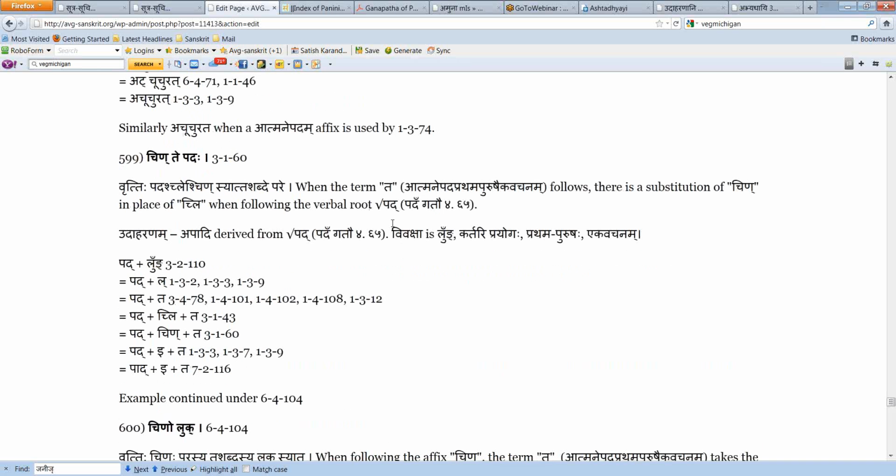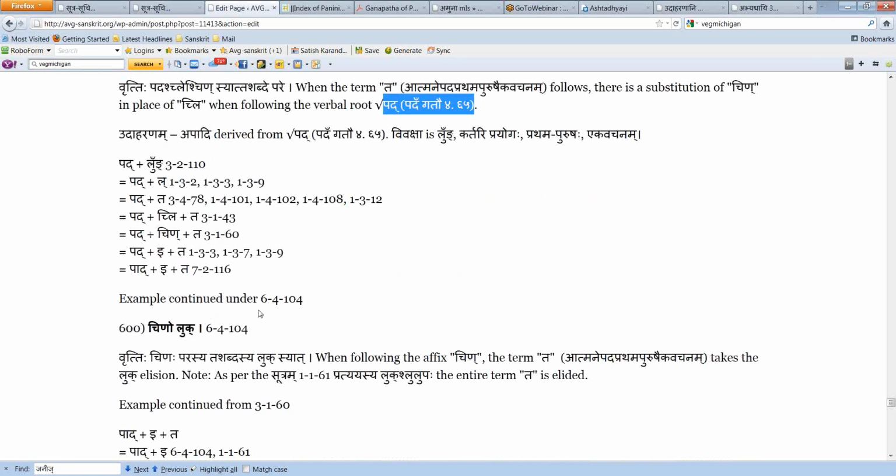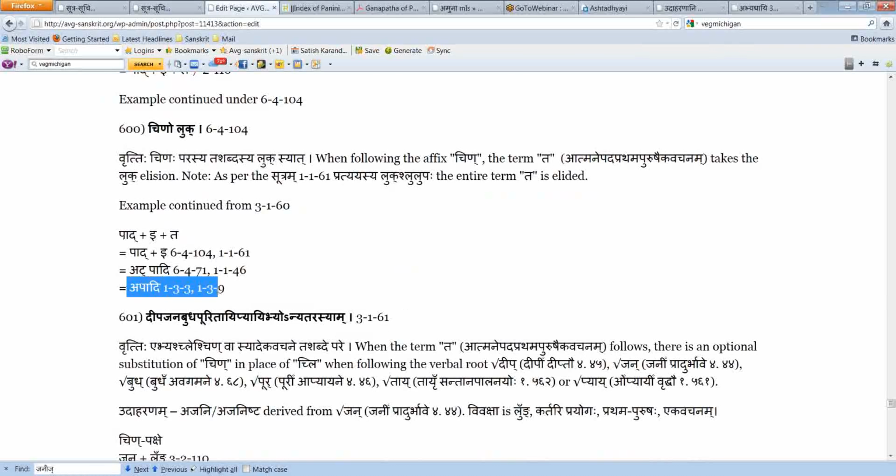Pad gatau. This dhatu is normally used with some upasarga. So udapadi, samapadi, some upasarga is probably normally used. This dhatu is notoriously used only with upasargas normally. Like utpatti, sampatti, apatti, vipatti, upapatti, prapatti. Anyway, this is kartari.